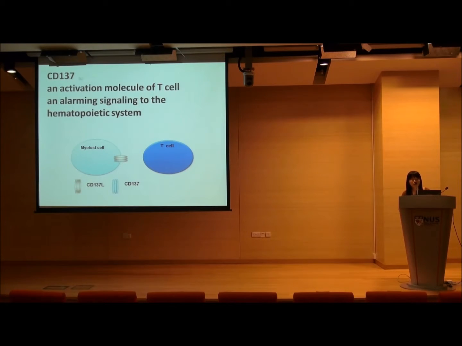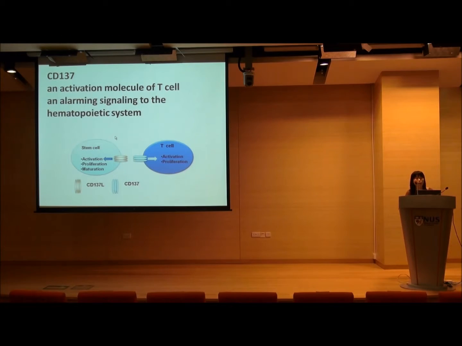One of the molecules I'm interested in is called CD127. CD127 is a molecule expressed only when there is an emergency. When there is an infection, it will be induced on the T cells. So it's like an alarming signal to the hematopoietic system. CD127 has been known to activate the T cell and induce proliferation of the T cells. And myeloid cells, including macrophages, neutrophils, and dendritic cells, the ligand of CD127 can also induce the activation of the myeloid cells.